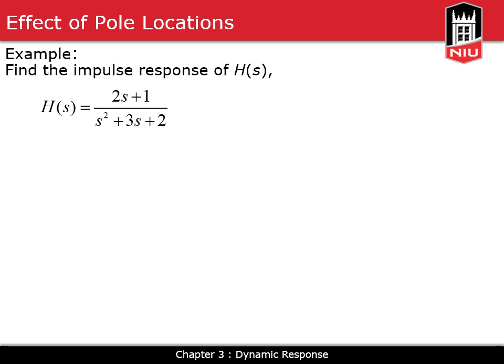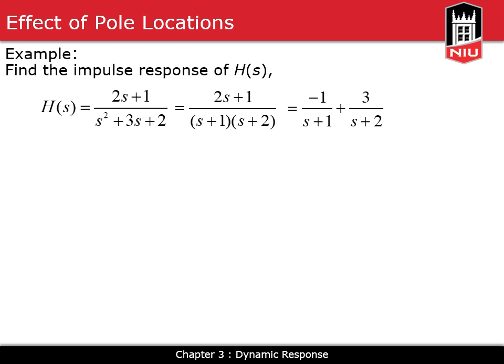Now, let's see another example, this time a second order transfer function. We look at the denominator of that transfer function. If you set it equal to 0 and solve it, you will find that the roots are -1 and -2. So we can rewrite the denominator as s plus 1 times s plus 2. The poles are -1 and -2.